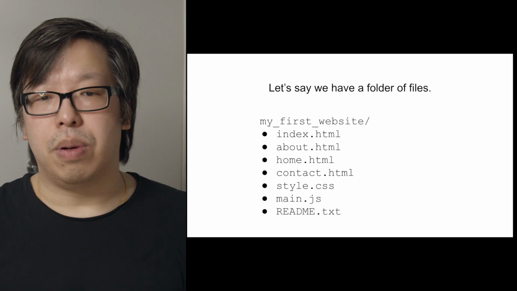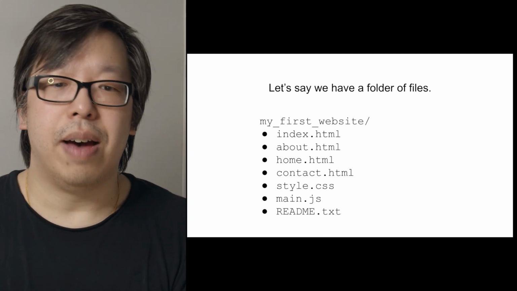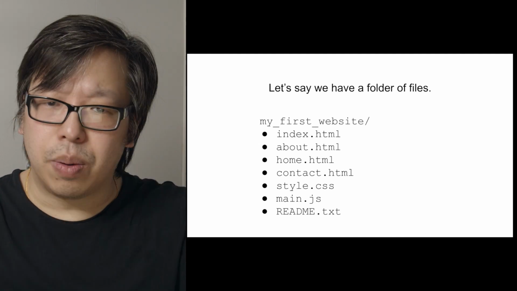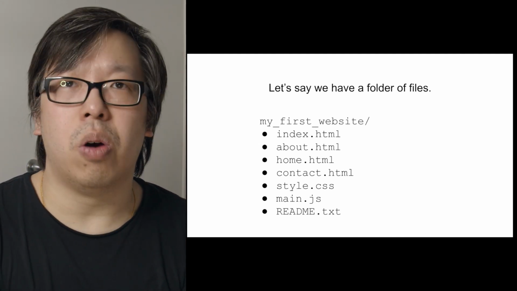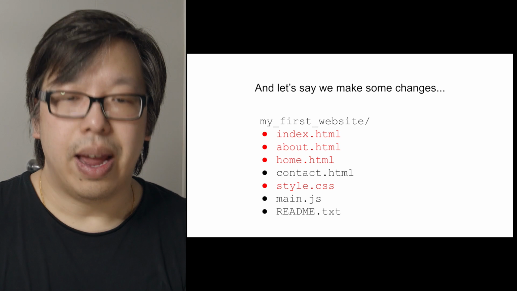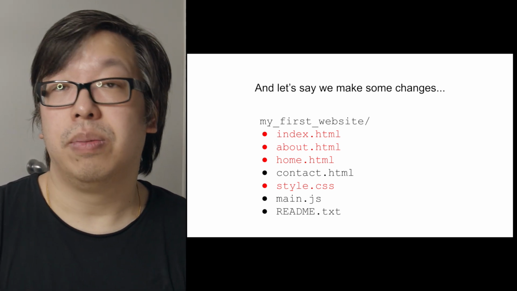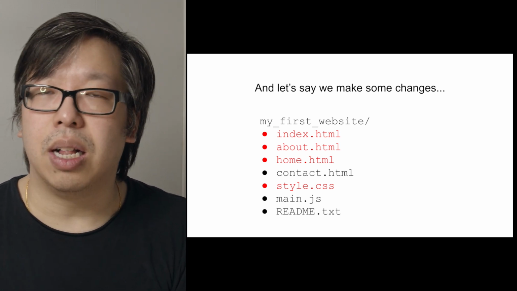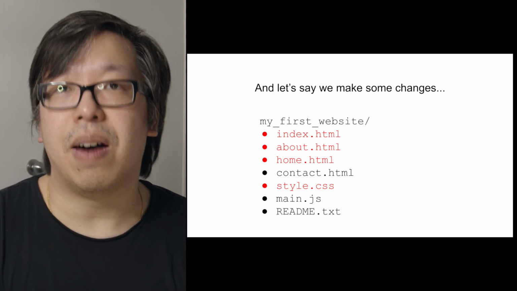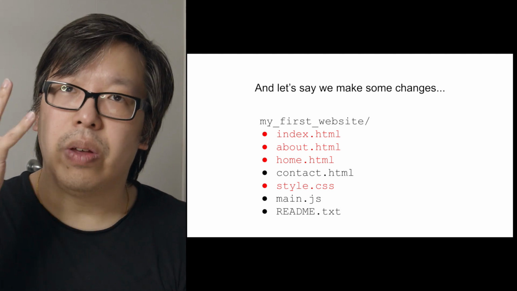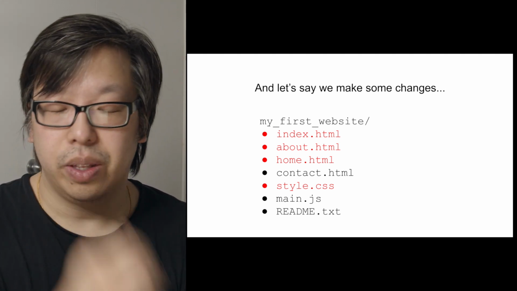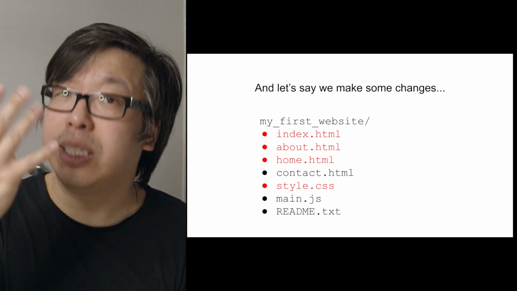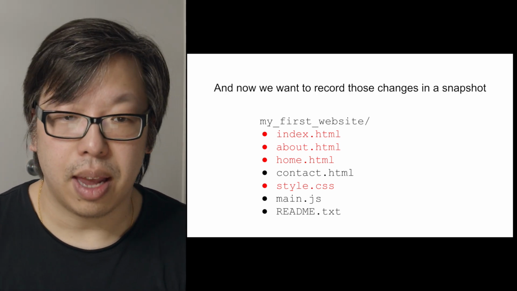So here's an example. We have my first website with all these files in here. Let's say we're starting with the code the way it is. Now let's say I make some changes. I've updated the index.html, I've updated the about.html, the home, and the style.css. I've updated those files, so now those 4 files have changes. Git will take note of this. It'll say, hey, you've made some changes to these 4 files.